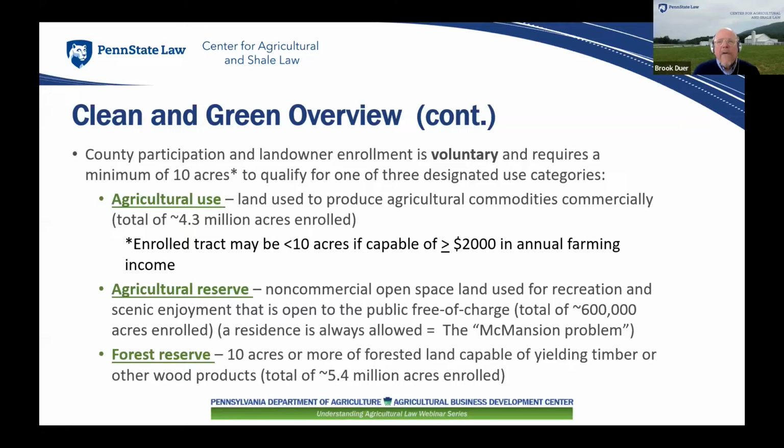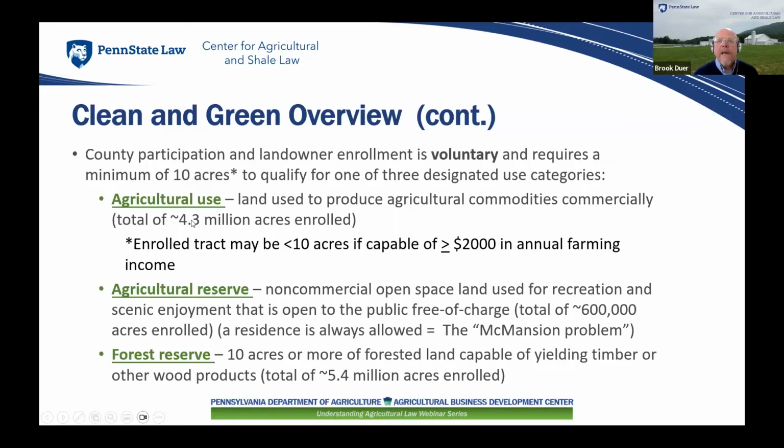Okay, here are the three categories for enrollment, of course. And enrollment by the landowner is voluntary, just as the county's offering the program is voluntary. It requires the basic minimum of 10 acres. However, there is a little asterisk next to that in the ag use category. You can have less than 10 acres if you have proof, and it's documentable, that you are engaging in activity which is capable of producing greater than or equal to $2,000 in annual farming income. So not a giant, high threshold if you have less than 10 acres.